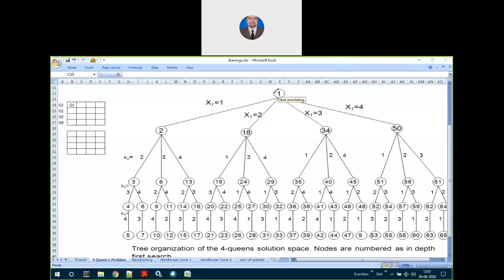Okay, so initially I will start from node 1. From node 1 to node 2 I will go. So I will have it to be an x1 value, I will have it to be q1. So q1 I can have over here.